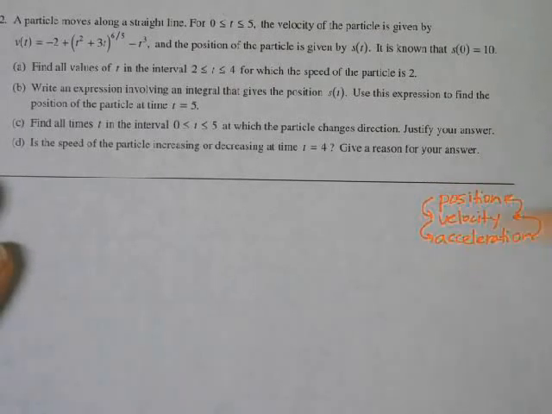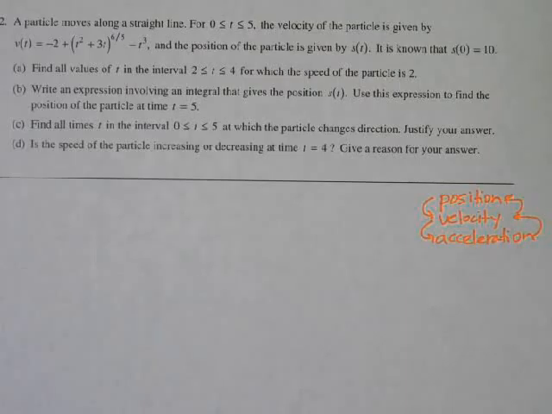Alright, so a particle moves along a straight line. For t from 0 to 5, the velocity is given by, and then they give you the velocity equation.